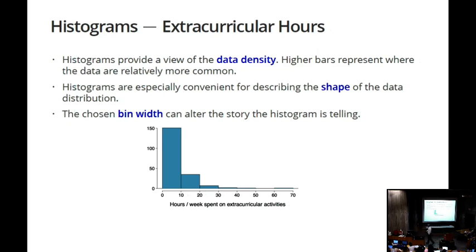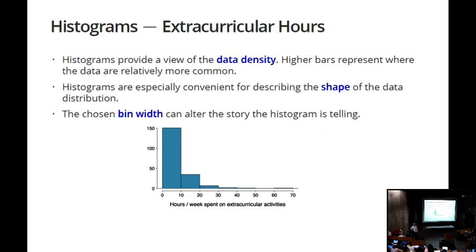This is a study that was done. And so you have most people kind of spend like 0 to 10 hours with other people outside of class and so on. You're busy people. You've got homework to do. And then you've got the people who do 10 to 20. And then you've got a few people who do 20 to 30. And then there's like one crazy person who spends 60 hours a week on their extracurriculars.